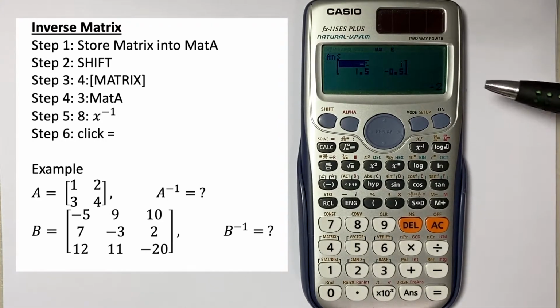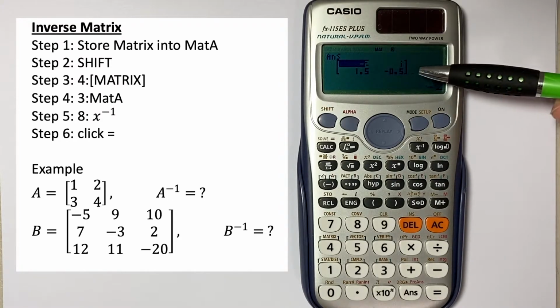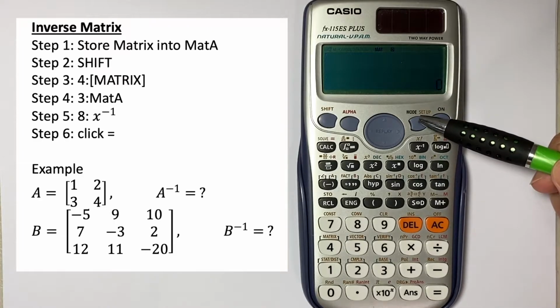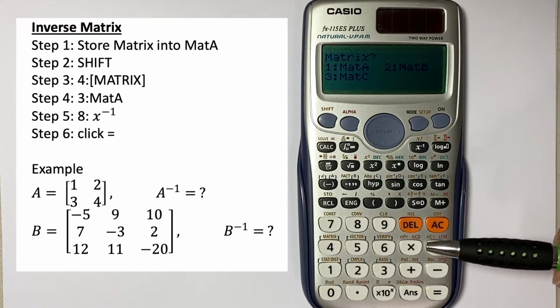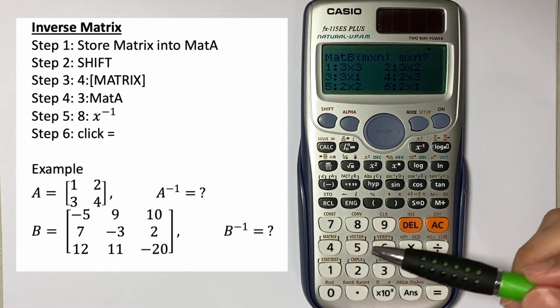Enter. And this is -2, 1, 1.5, and -0.5. And this is the inverse of the matrix A. Let's do another example here. The next case is that we're going to store a matrix B, and we're going to do a 3 by 3 matrix.